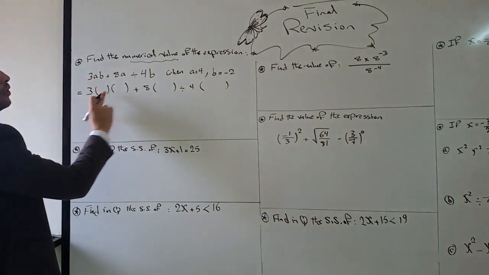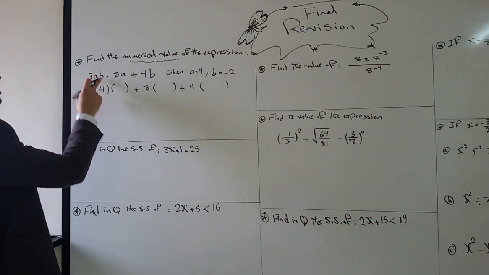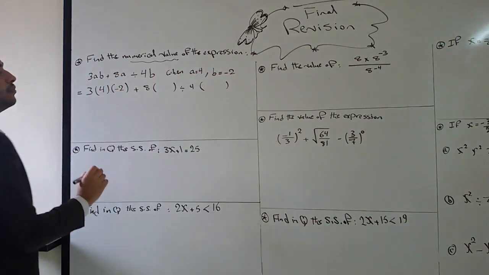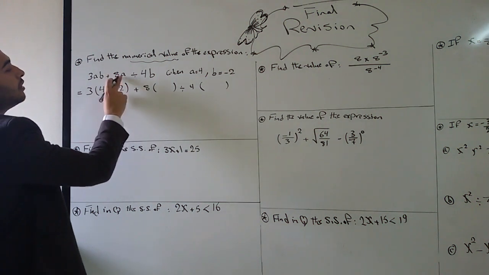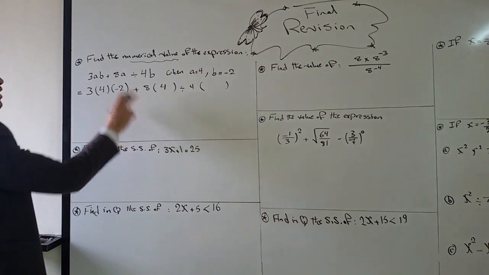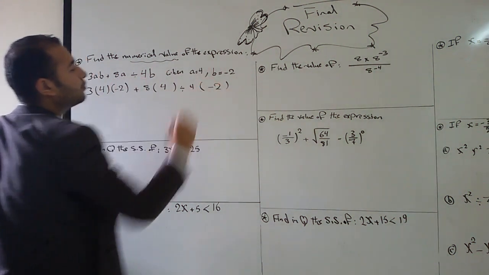Instead of a, put what? a equals 4, then put 4 here. 3ab, and then b. b equals what? Negative 2, then put negative 2 here. Plus 8a. a equals what? 4, then write 4 here. Divided by 4b. Instead of b, write negative 2.